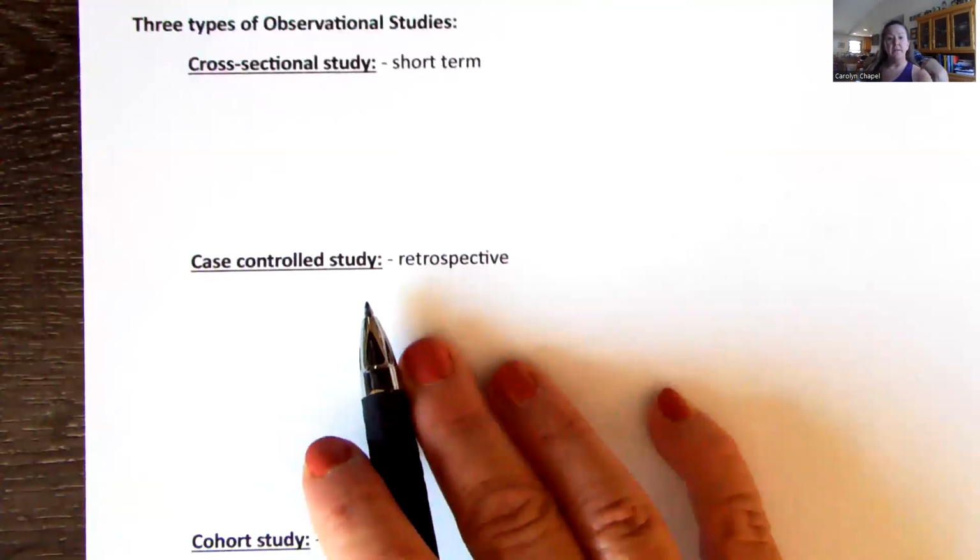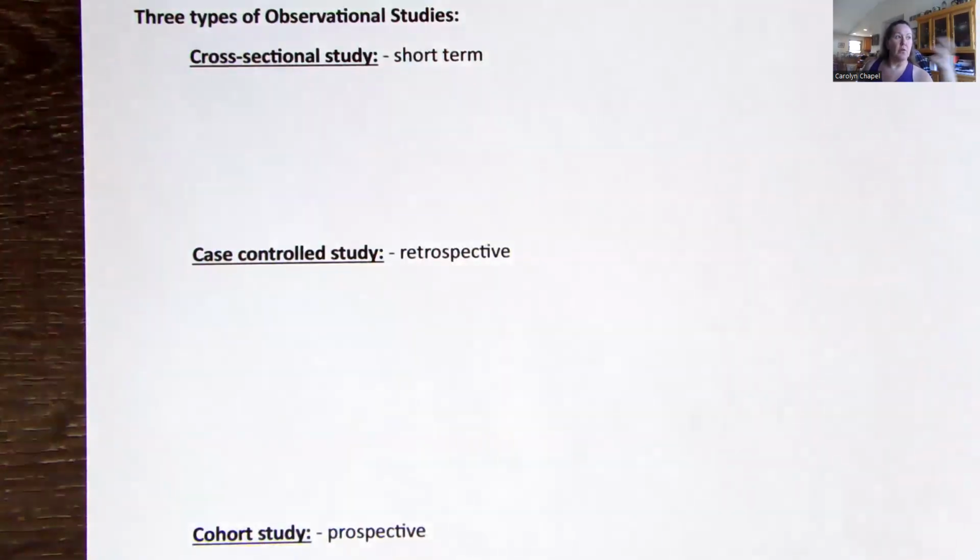A case-controlled study, that's one that goes back in time. So going back and gathering data, or looking back and gathering information from past people. So just kind of looking back into the retrospective. So going back in time and saying, oh, 15 years ago, I did this and that happened. Or, you know, kind of going back.